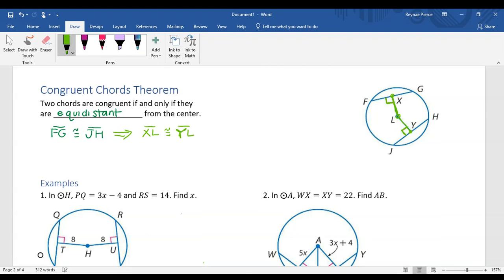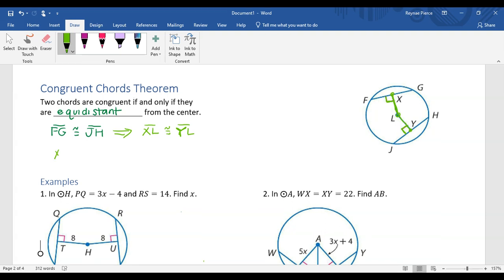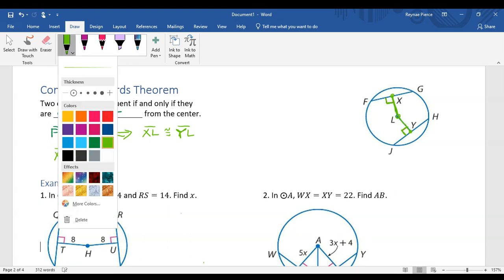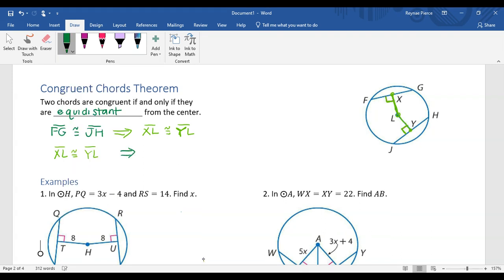But we can say the opposite. If we know those distances are the same, XL and YL, we can say that the chords are congruent. So it goes both ways. If the chords are congruent, they are equidistant, but if you know that they're equidistant, then they have to be congruent.